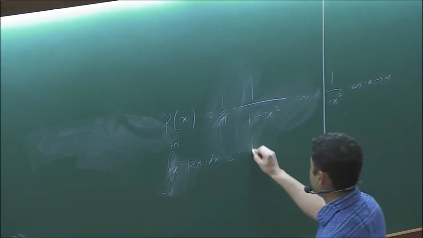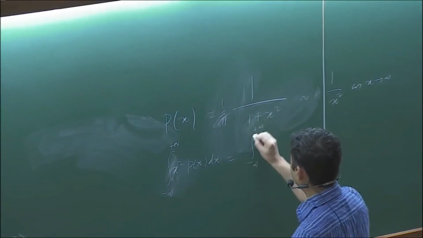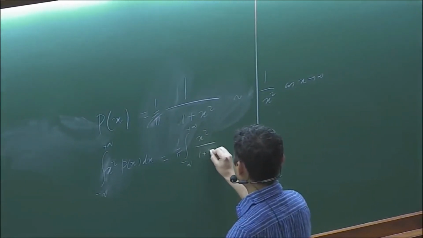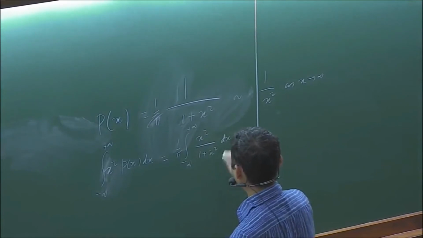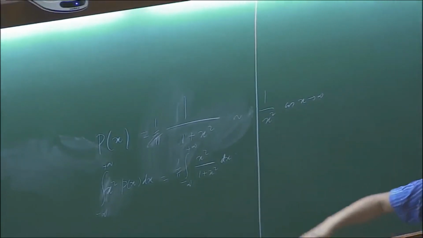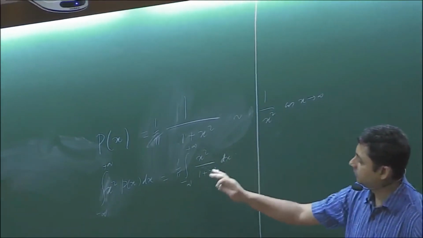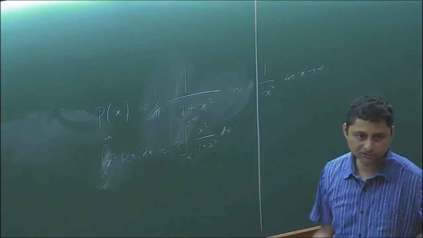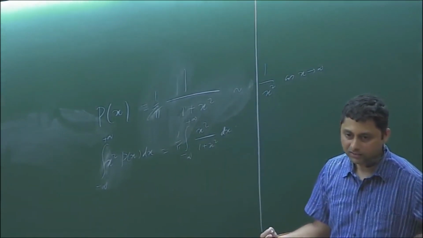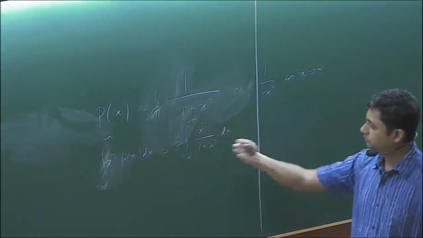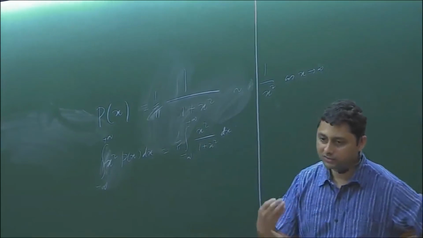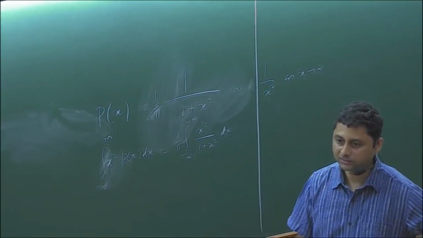So this will be the integral from minus infinity to plus infinity of x square over 1 plus x square dx. Now you see that as x goes to both plus or minus infinity, both numerator and denominator go like x square, so it becomes constant, right? So therefore this integral will diverge. Therefore for this distribution, the second moment doesn't exist.